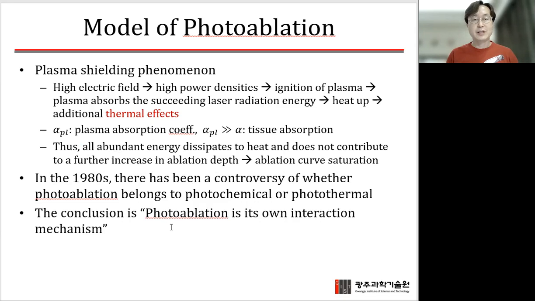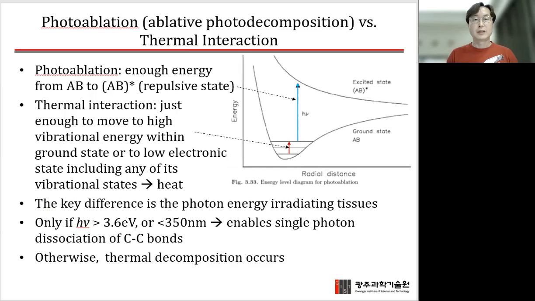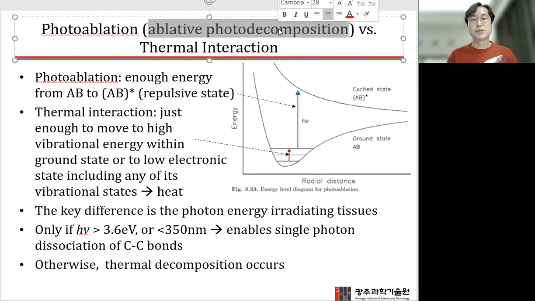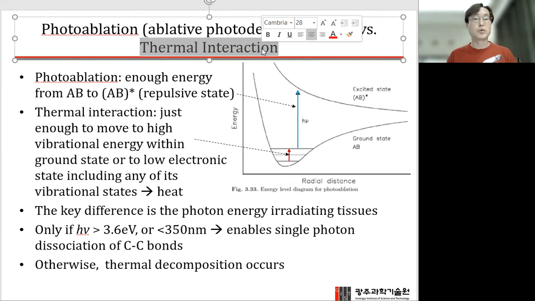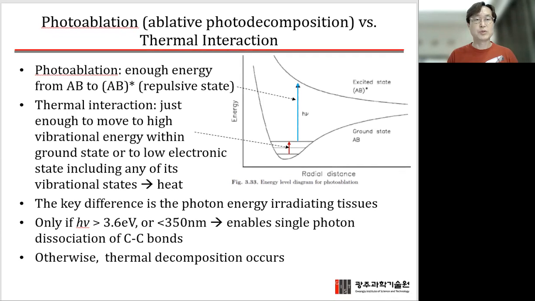So in the 1980s, there was a controversy over whether photoablation belongs to photochemical or photothermal interaction. The researchers concluded that photoablation is its own interaction mechanism. Photoablation is also called ablative photodecomposition. But you have also seen that thermal interaction also causes ablation of the tissue, so let's look at the difference between those two.